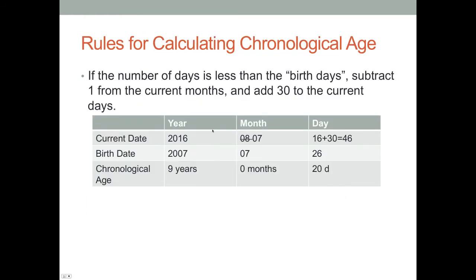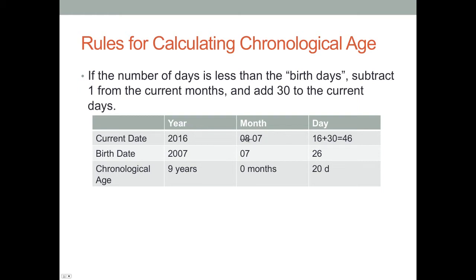So on the next page, we have a couple of the rules, and you can see how these are applied. If the number of days, like here, let's see, the child was born on July 16th, or the current date, let's say, is August 16th, sorry. For the days here, 16, and the number of days is less than the birth days, which here it's the 26th, you subtract 1 from the current month, so you take away 1 month, and you add 30 days, because 1 month is equivalent to about 30 days.